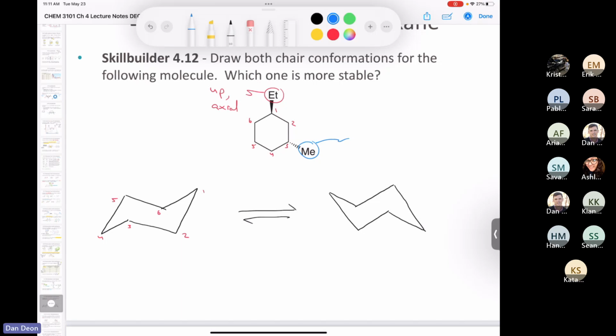Can everybody hear me? Yeah, okay. So is it going to be down and axial or down and equatorial?